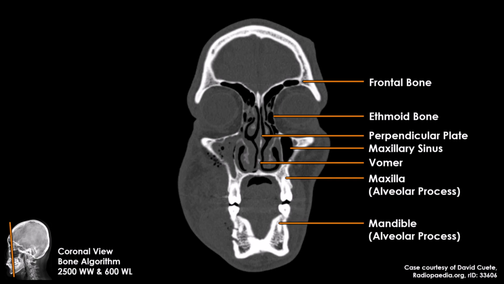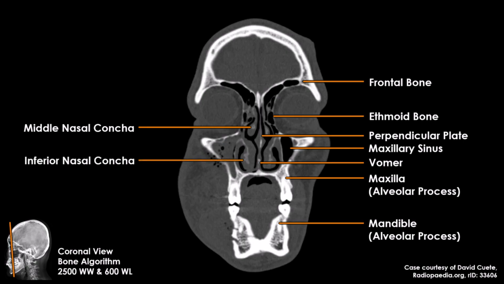We can also see some new structures within the nasal cavity. The middle nasal concha extends from the ethmoid bone. We can also see the inferior nasal concha in this image. These are sometimes called the nasal turbinates.